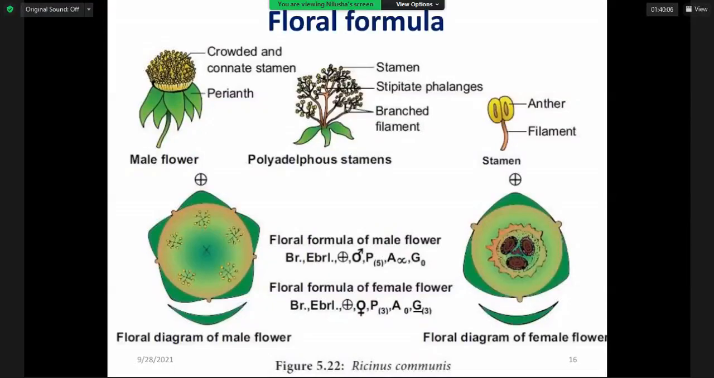Next here we have capital A and 0, because in the female flower there are no androecium parts. Next is capital G within bracket 3, because in the female flower there are 3 carpels. Those carpels are in fused condition, that means syncarpous. So we write the bracket 3, and below the capital G we draw one line because the ovary is in superior condition. Is it okay? Okay, ma'am, understood.